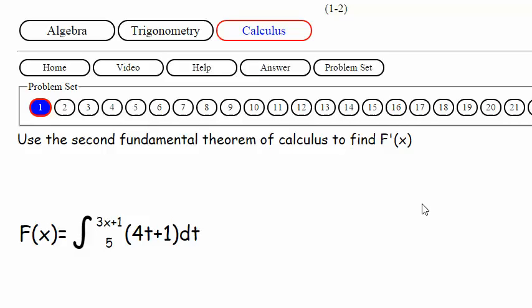3x plus 1, 4t plus 1 dt. Okay. All right. Where are we at? We are going to the whiteboard. That's where we're going. So we want to find f prime of x. That's the whole idea here.